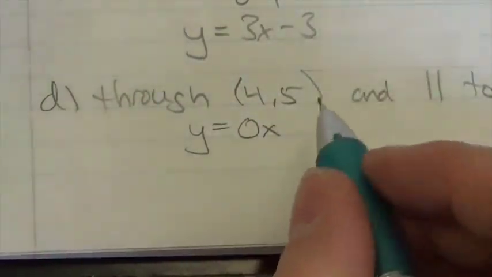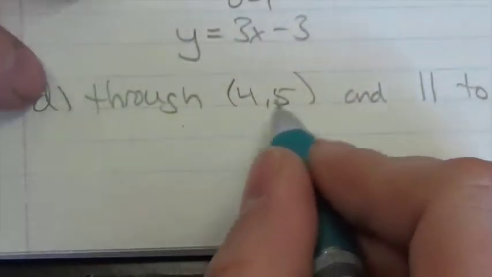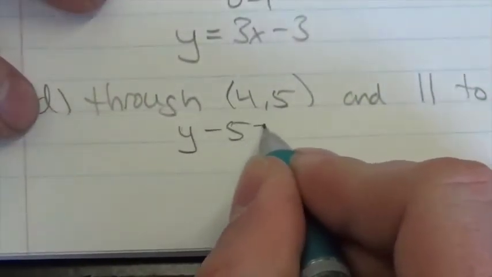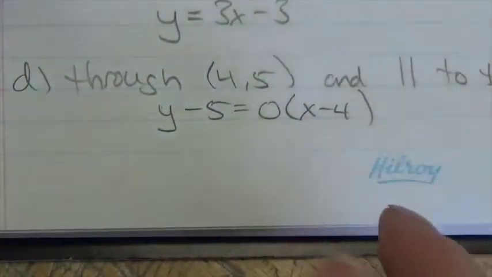So this is going to be 0x, okay? And actually, sorry, I might do it like this. Just to show you where this is going here, I've got a point, and I already know that the slope is going to be 0. So this is going to be y minus 5 is equal to 0 times x minus 4. There we go. I used my point slope form.